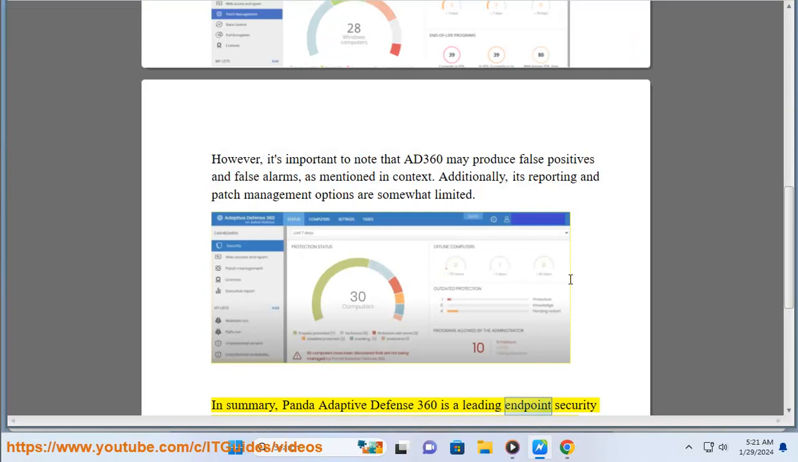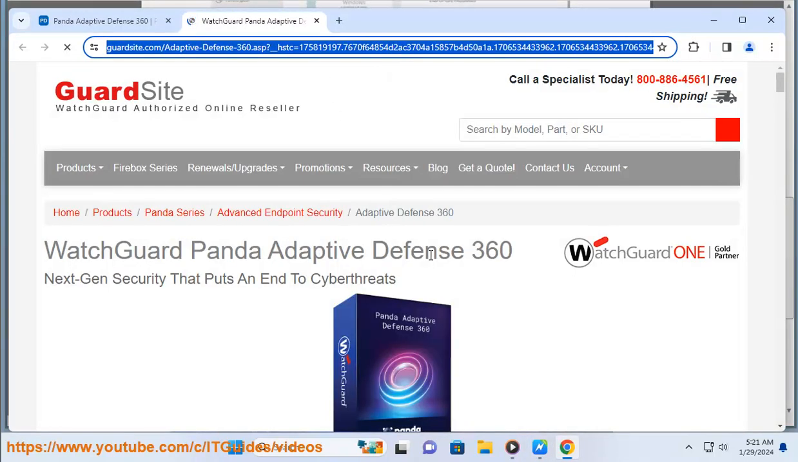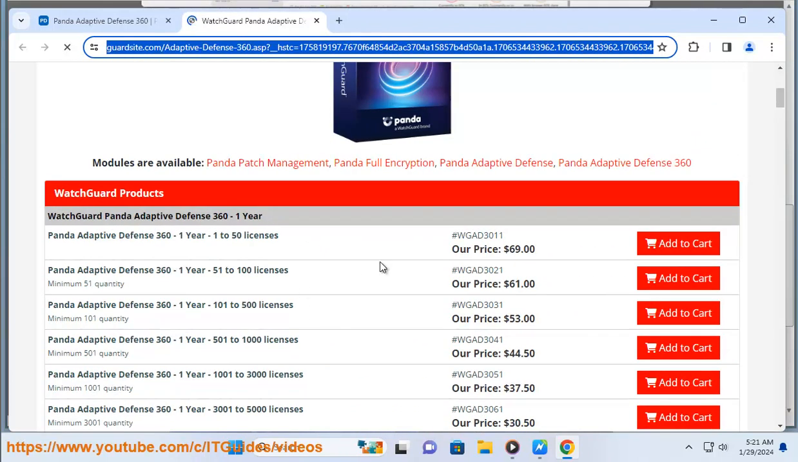In summary, Panda Adaptive Defense 360 is a leading endpoint security solution that offers comprehensive protection, visibility, and control against various types of threats. However, it may produce false positives and has limited reporting and patch management options.